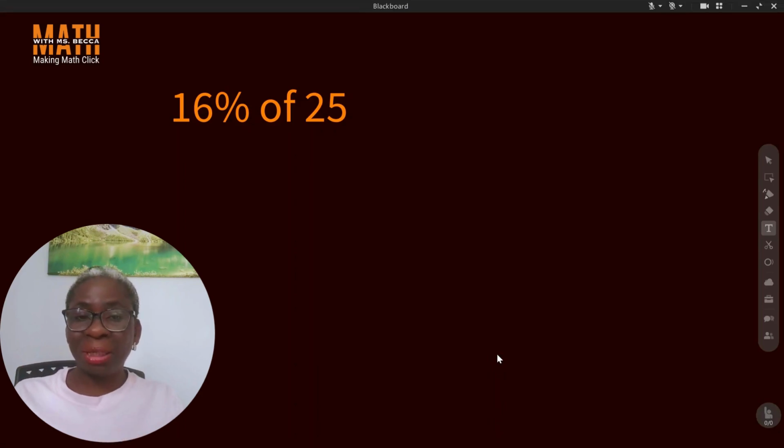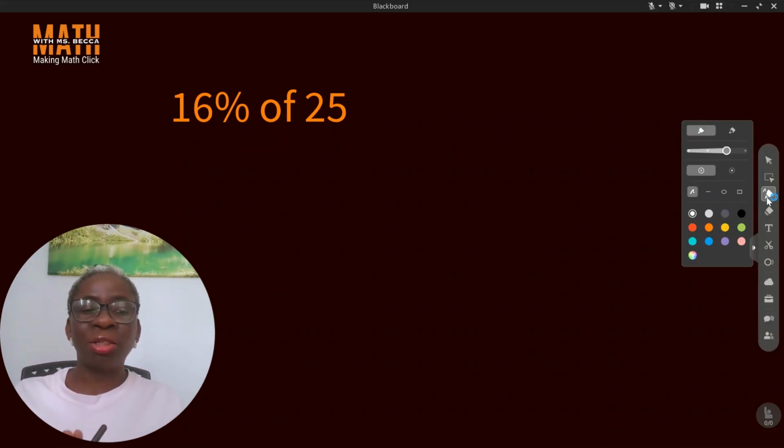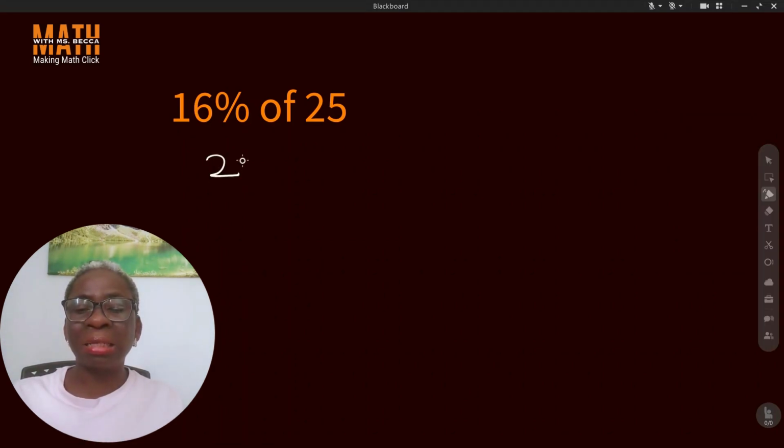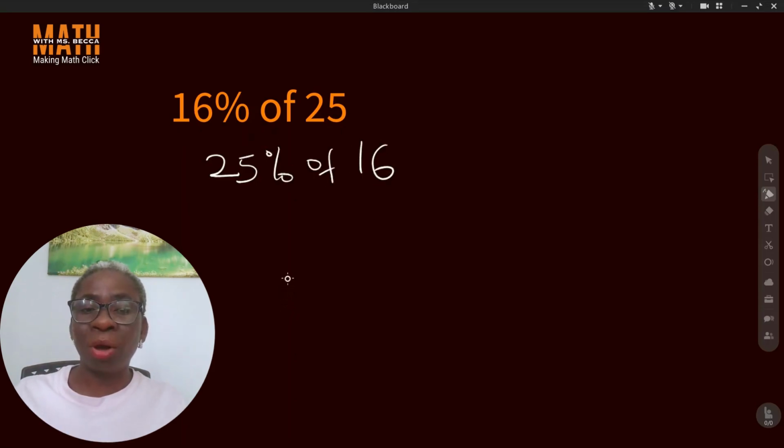This mental math trick will take the fear of percentages away. How? Take a look at this. Let us find 16% of 25. All you have to do in this case is just to flip it. So 16% of 25 is the same thing as 25% of 16. You see that it has become easier.